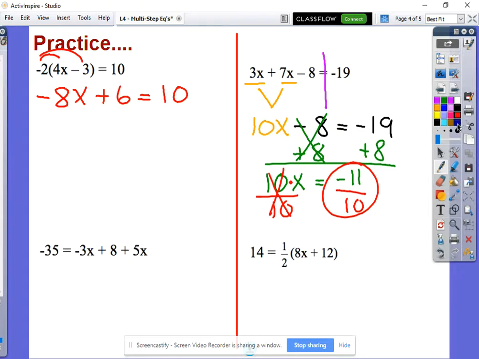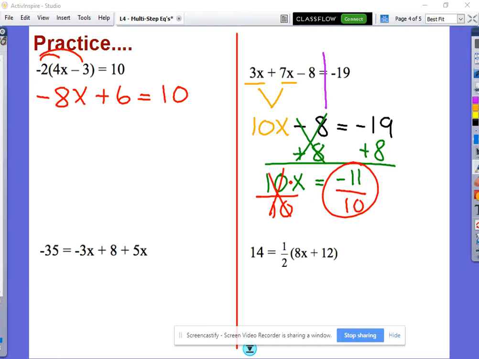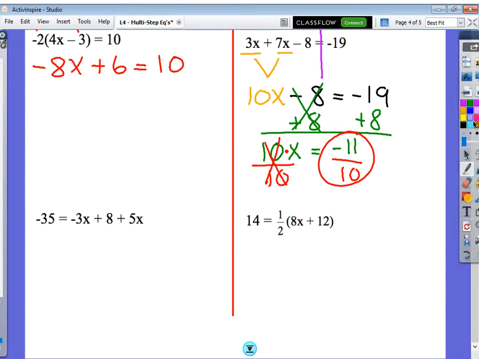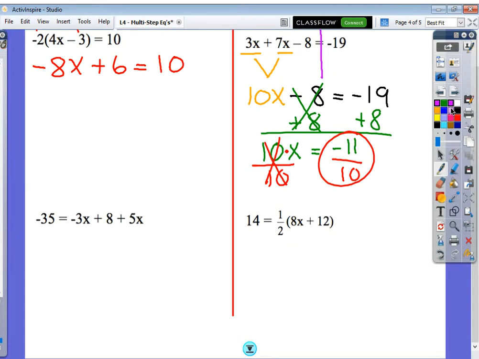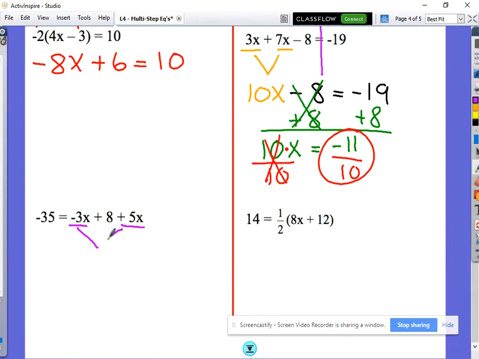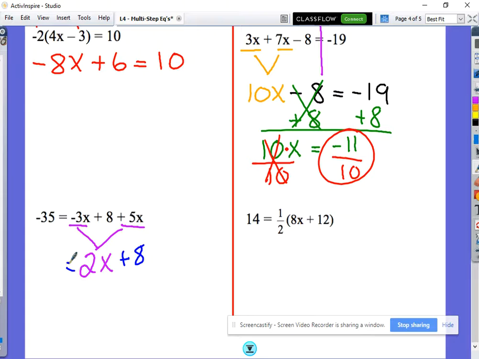Jump to the bottom left-hand corner right here, and let's try this one out. Let's see what we got. So if we're going to simplify, there's no distribution again, but we definitely can combine some like terms. Our like terms are right here. So if we combine those, we are left with negative 3 plus 5 is positive 2. So positive 2x. Rewrite the rest of your equation. So plus 8 also equals negative 35.